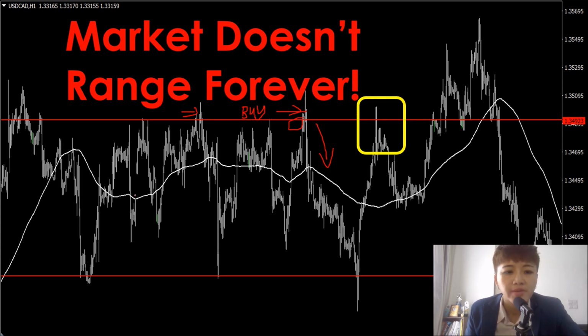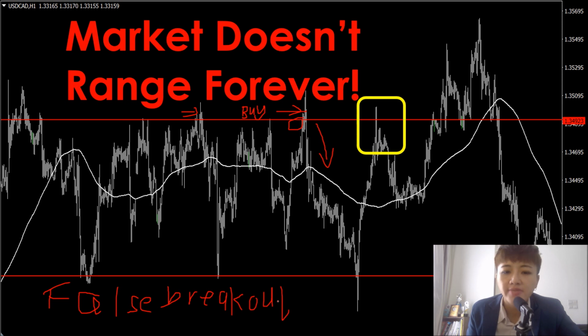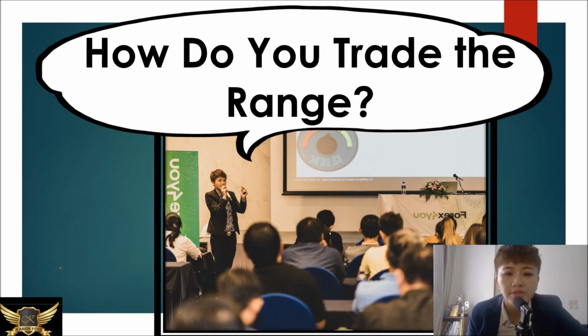So what's my point? My point is that as a range trader, you need to also learn how to identify false breakouts, because it's gonna happen really often. It's gonna trick you again and again and again. But like I said, the safer way to trade a range is when the price went beyond the range and then comes back in, like what I mentioned just now. It's a lot safer.